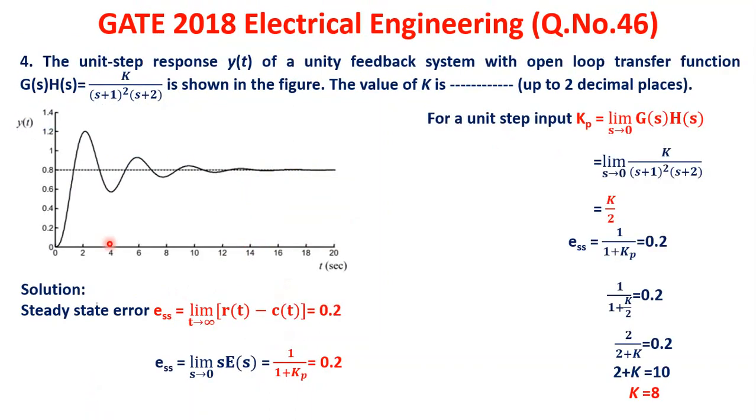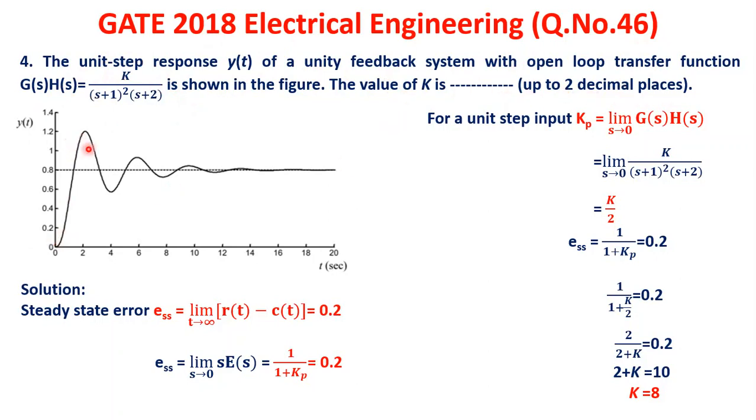So next question, it is again taken from Electrical Engineering GATE 2018 question paper. Question number 46. Unit step response is given of a unity feedback system. This is the open loop transfer function. The value of k is dash up to 2 decimal places.